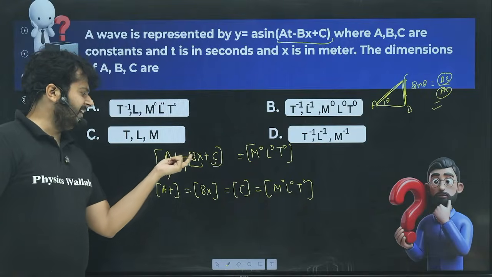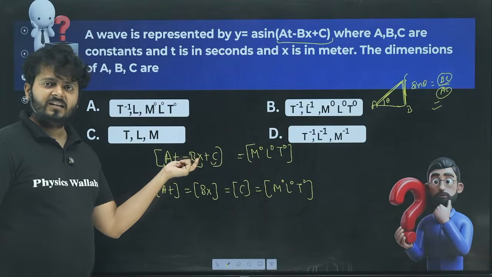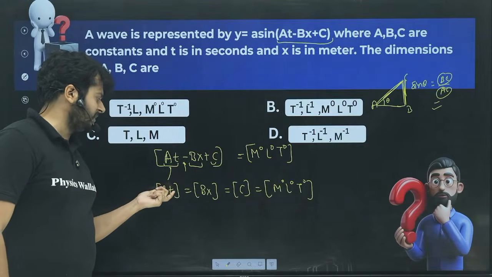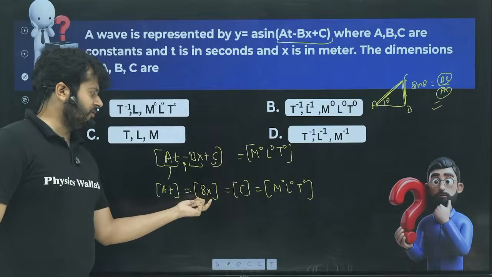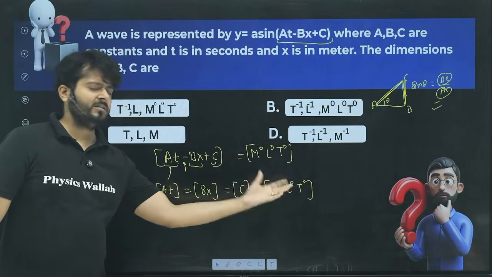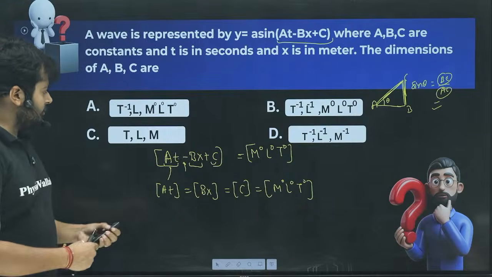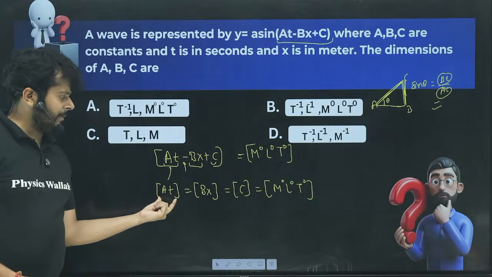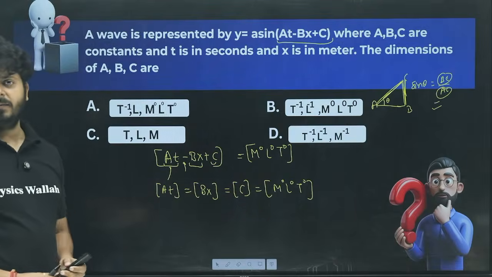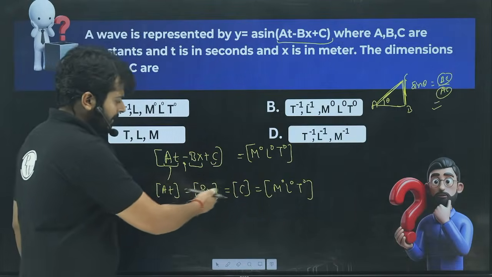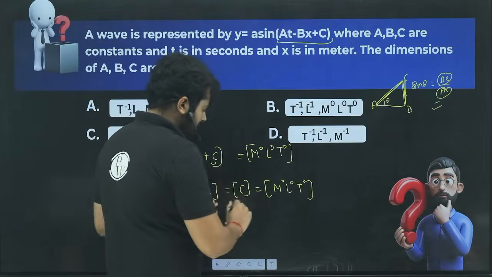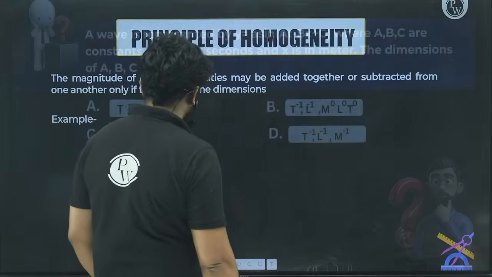Here AT is subtracted with BX, right? So they should have the same dimension. The dimension of this expression AT should be the same as the dimension of BX, should be the same as the dimension of C, and there is an equals to sign, so this is dimensionless, right? So AT in itself is dimensionless, BX is also dimensionless, C is also dimensionless, right? So what is the dimension of the individual things? Let's take one by one. Take this part first.